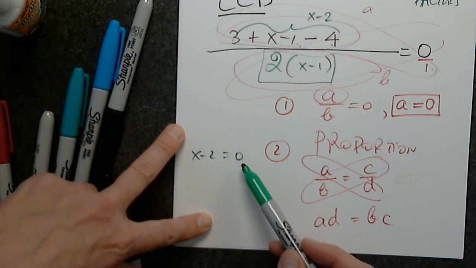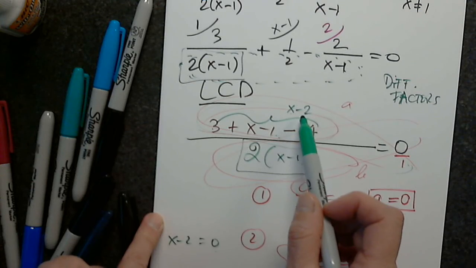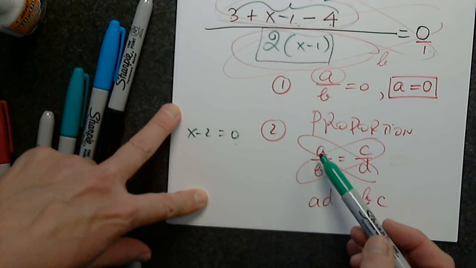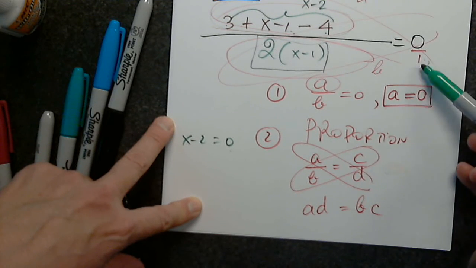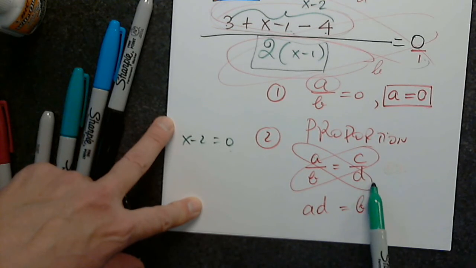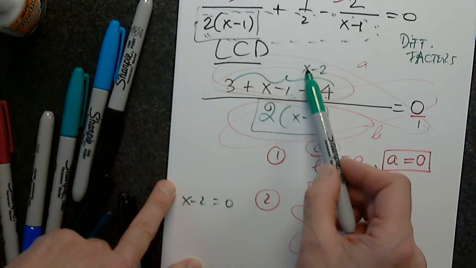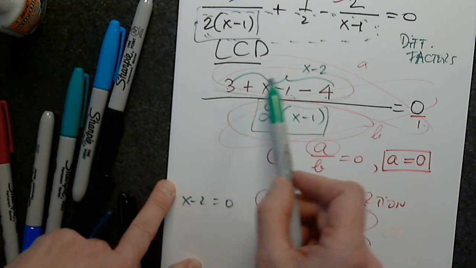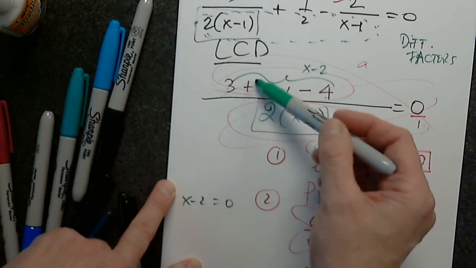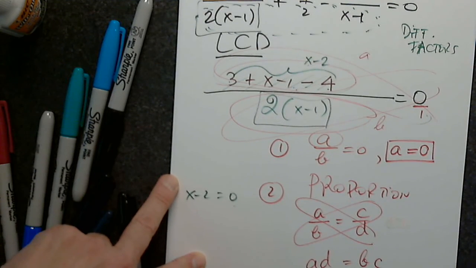Can you do that again? Yes. Is it clear that the top reduces to x minus 2? Yes. So I have x minus 2 over 2 times x minus 1 equals 0 over 1. Wait, how do we get x minus 2? X minus 1 minus 4 is negative 5 plus 3 is negative 2. All this piece reduces to x minus 2. Okay. Is that better? Yes?